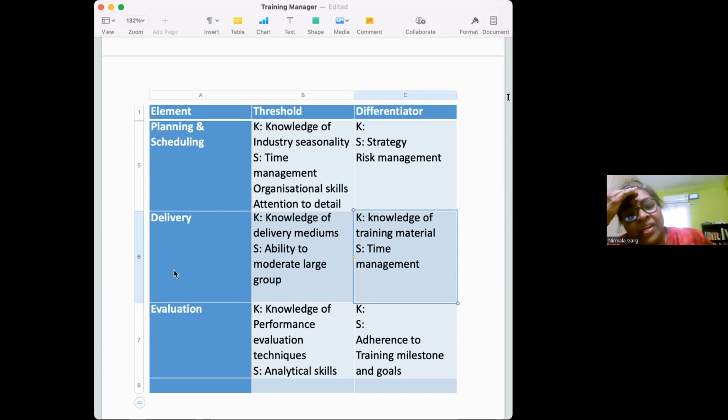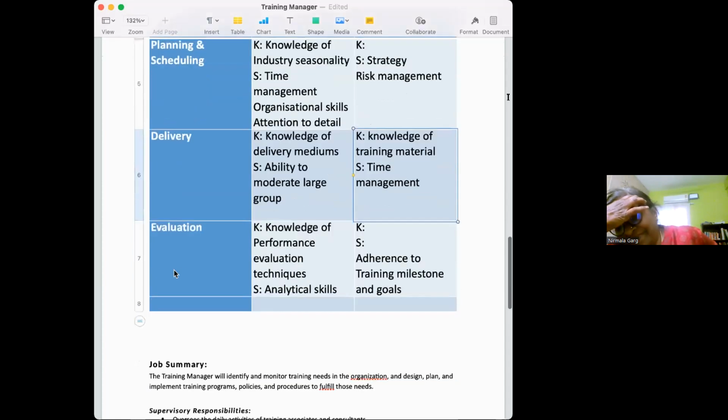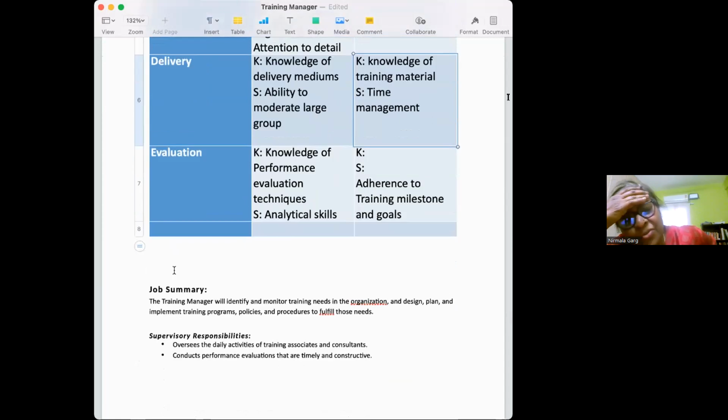Then in delivery, what kind of material do you want to give? Time management, definitely very important. Evaluation. In the end, for everything, you need to evaluate. What all will you evaluate? Outcome.